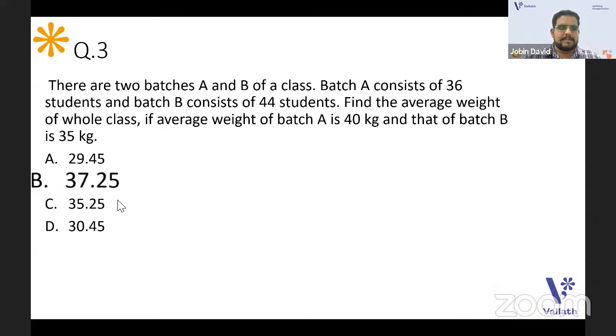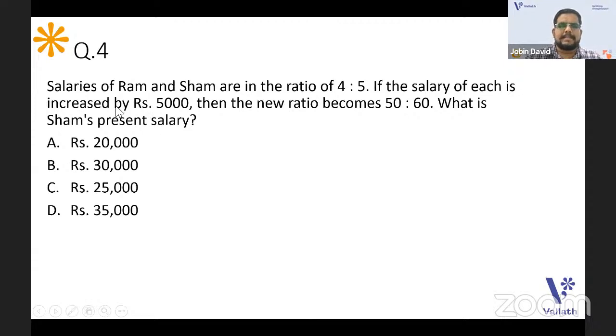Okay, guys. The answer is 37.25. Salaries of Ram and Sham are in the ratio 4:5. The salary of each is increased by 5,000. Then the new ratio becomes 50:60. What is Sham's present salary? Whenever you are dealing with the ratio 4:5, you will have a common quantity called X. And here we can take that as 4X and 5X. So this is for Ram and the next one is for Sham.